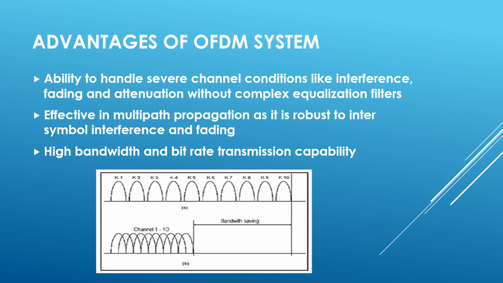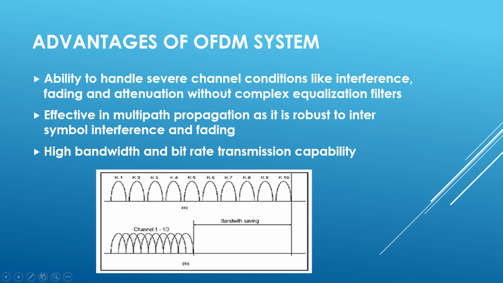Advantages of OFDM system. So OFDM systems have the ability to handle severe channel conditions like interference, fading and attenuation without complex equalization filters. It is also effective in multipath propagation as it is robust to intersymbol interference and fading. OFDM systems also boast of a very high bandwidth and bitrate transmission capability.